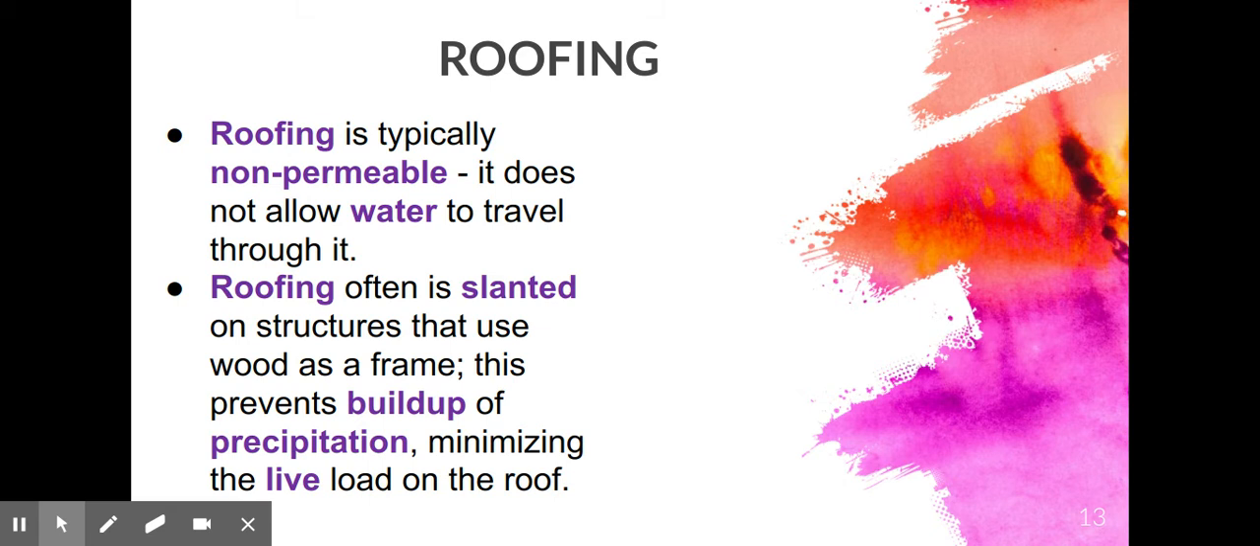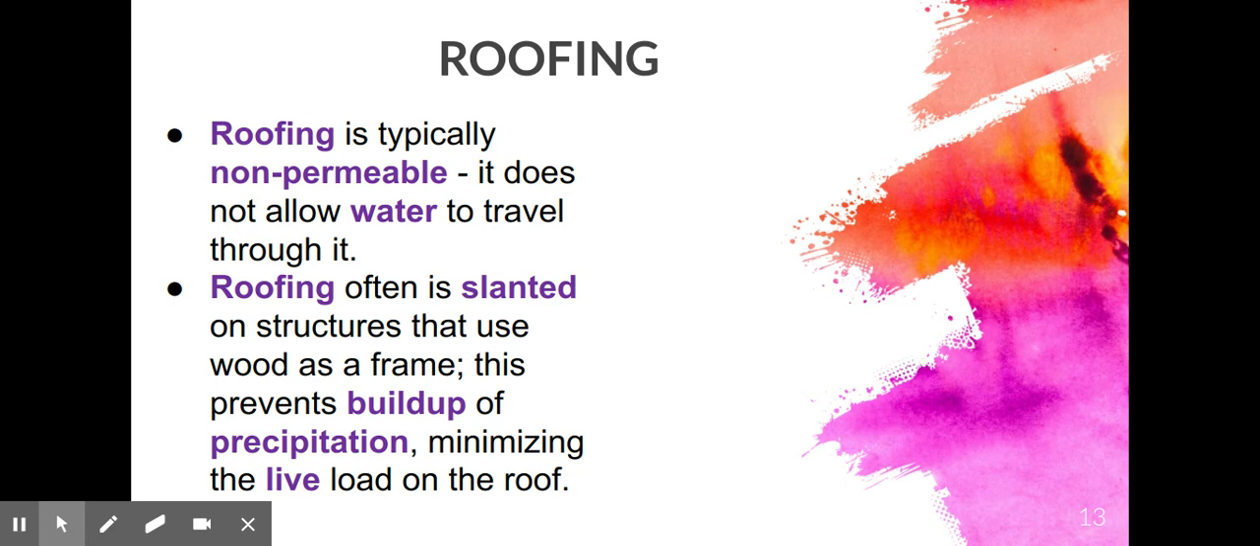Roofing is typically non-permeable. Non-permeable means that it does not allow water to travel through it. So we would call this waterproof. Things that are permeable, like a sponge, are able to hold water. So non-permeable means that it wants to repel water, and a roof we would want to be non-permeable to repel water.